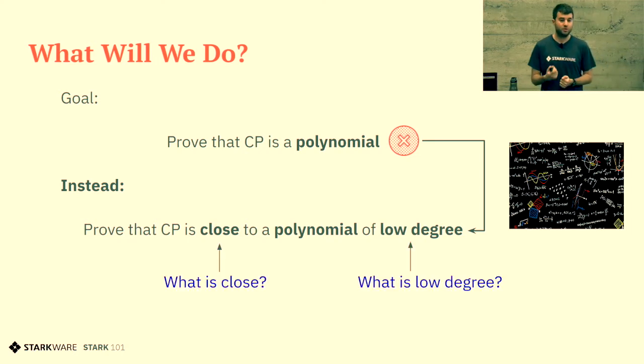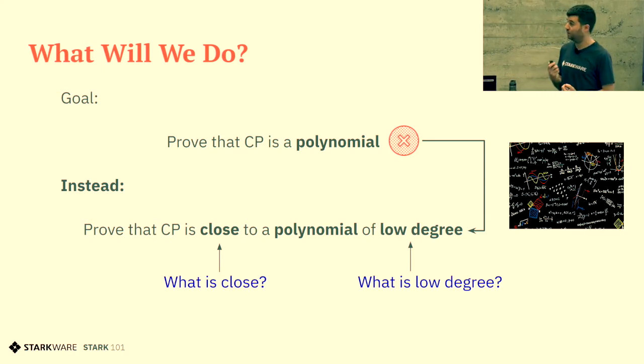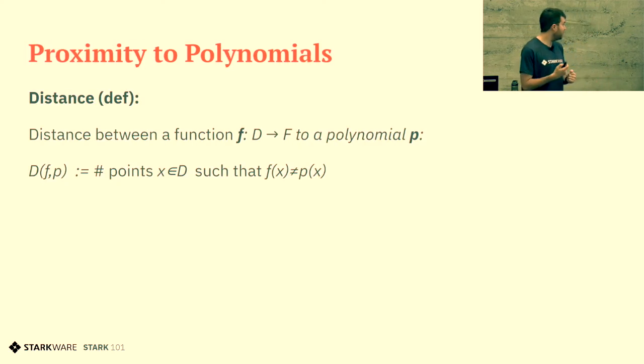So in order to continue, we need to understand what is low degree and what is close. A low degree is some agreement between the prover and the verifier on some bounded degree that the polynomial is bounded by. And what is close? In order to understand what is close, let us first understand the definition of distance.